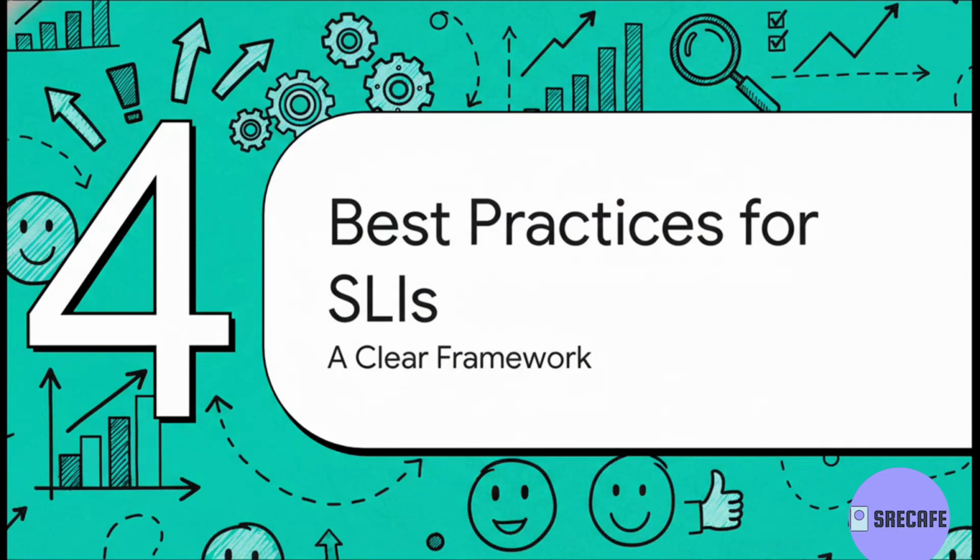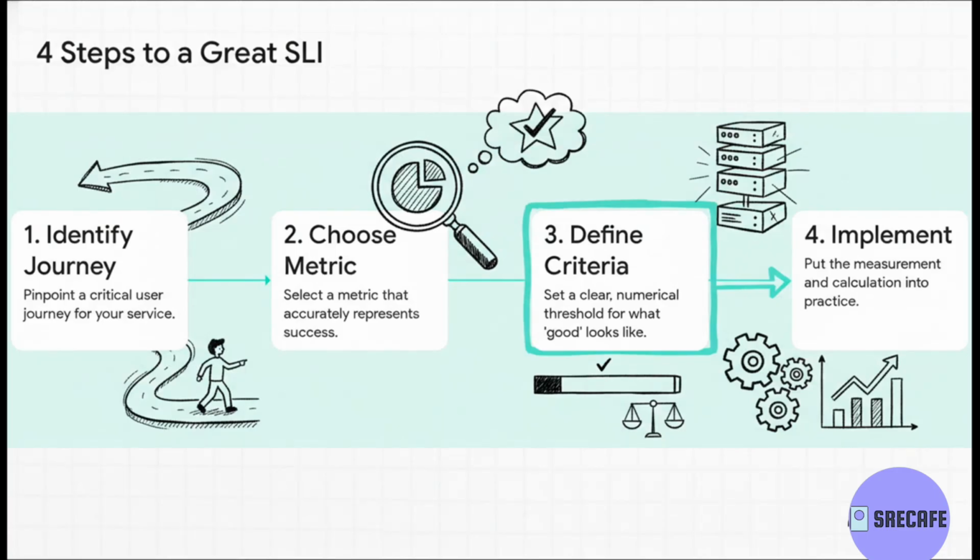Okay, so that's what not to do. Let's flip it around and talk about a clear step-by-step way to define really great, effective SLIs. It really boils down to a simple four-step process. First, identify a critical user journey. What's one of the most important things a user does with your service? Second, pick a metric that actually represents a successful outcome for that journey. Third, define the threshold for good. What does success look like? And fourth, go and implement the code to actually measure it and do the calculation.